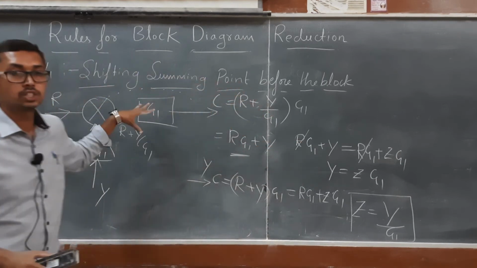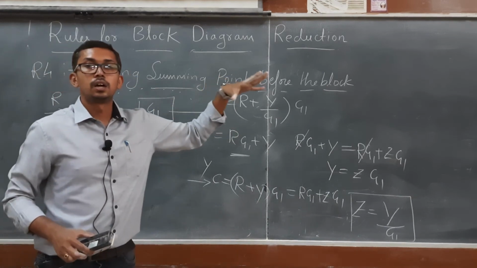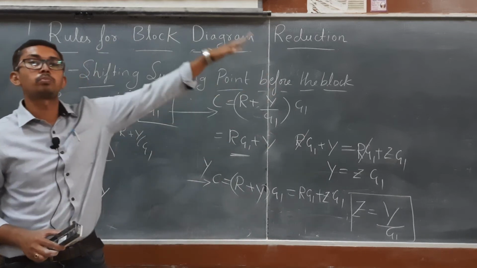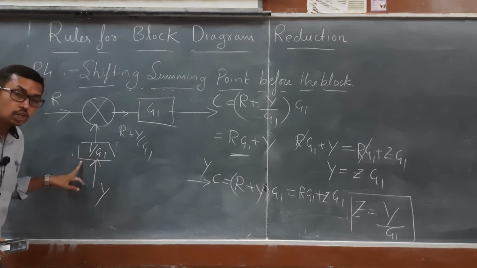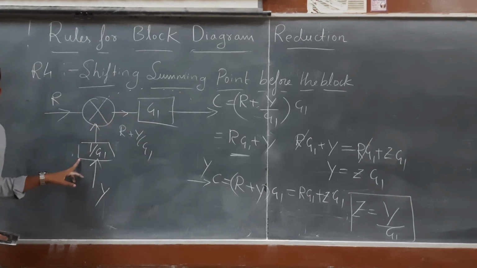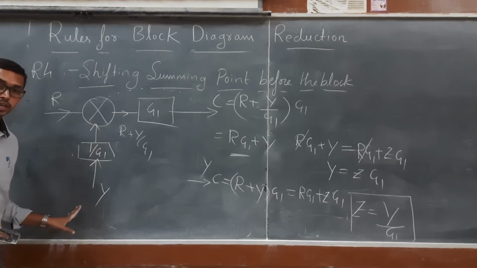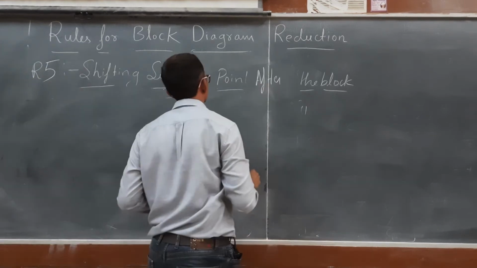What is the meaning of this rule? Rule number 4 means shifting the summing point before the block. If you need to shift the summing point before the block, what we have to do is add a reciprocal of the jumping block in the summing point. Okay, so this is rule number 4.